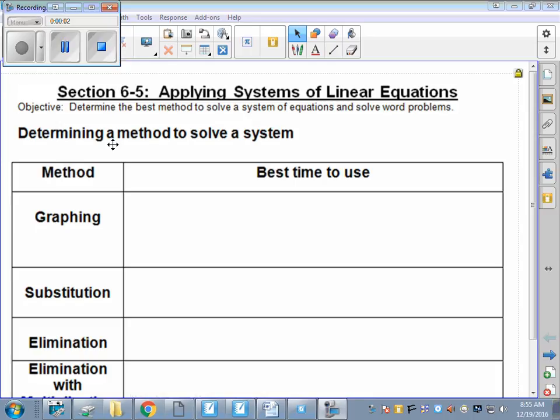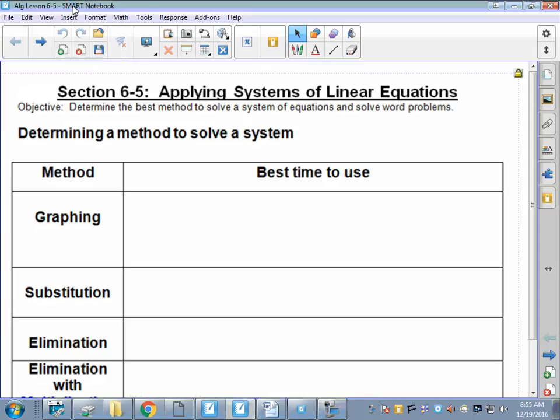Hi there, welcome to section 6.5. We're still talking about systems of equations, but we are applying systems of equations. So this is two parts. One, deciding what is the best method to use, and two, taking word problems. So we've got two things that we're looking at: best method and word problems.